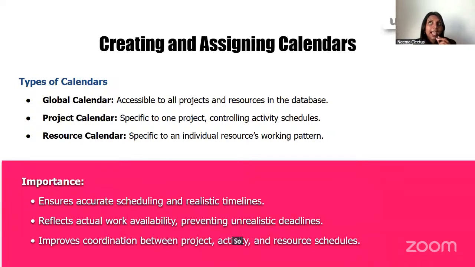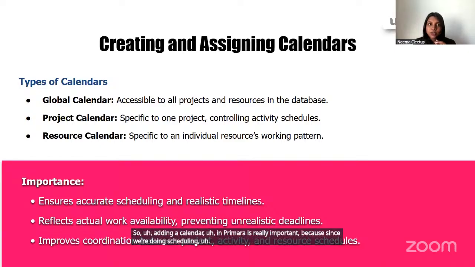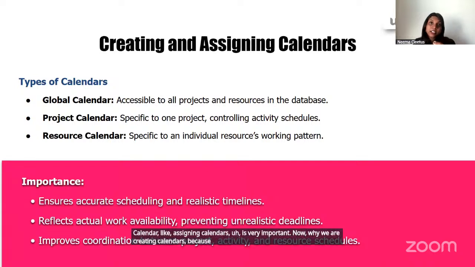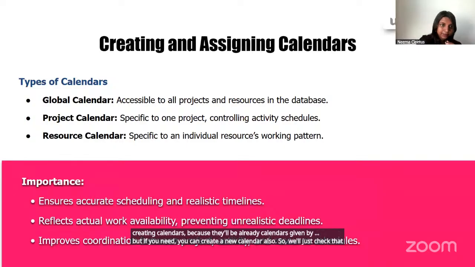So adding a calendar in Primavera is really important, because since we are doing scheduling, if the calendar is not properly marked, or if you're not working with the correct calendar, we will be getting issues with dates when we are scheduling. There will be lag, etc. So assigning calendars is very important. Now, why are we creating calendars? Because there will already be calendars given by Primavera, but if you need, you can create a new calendar also.